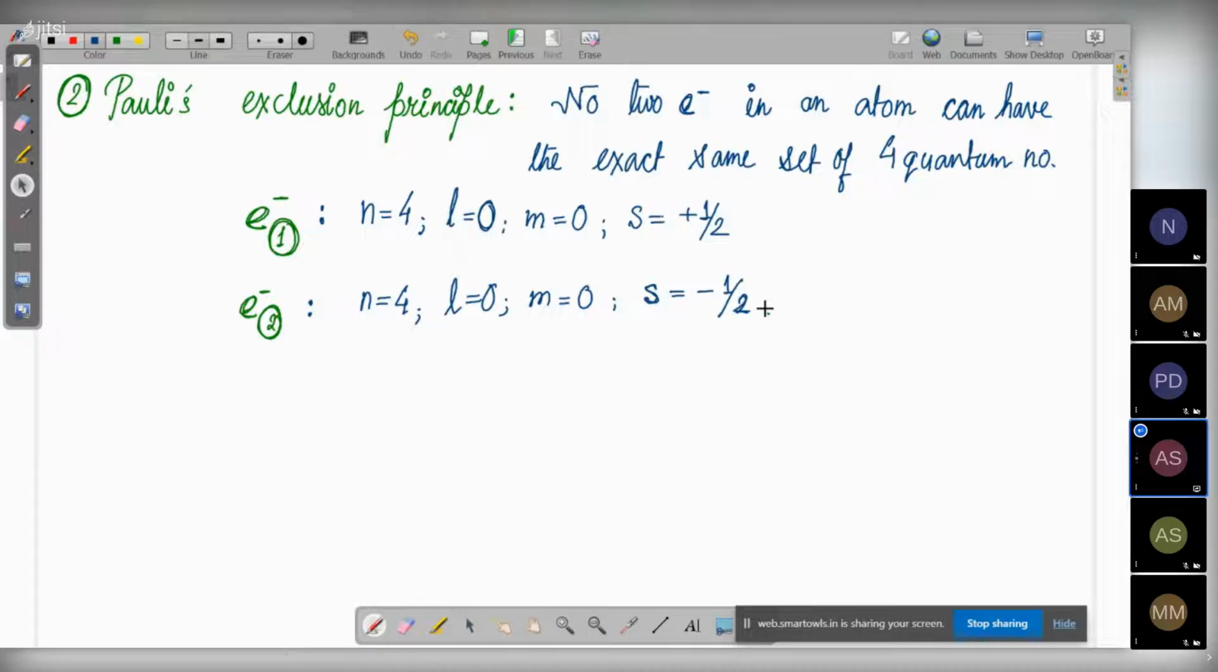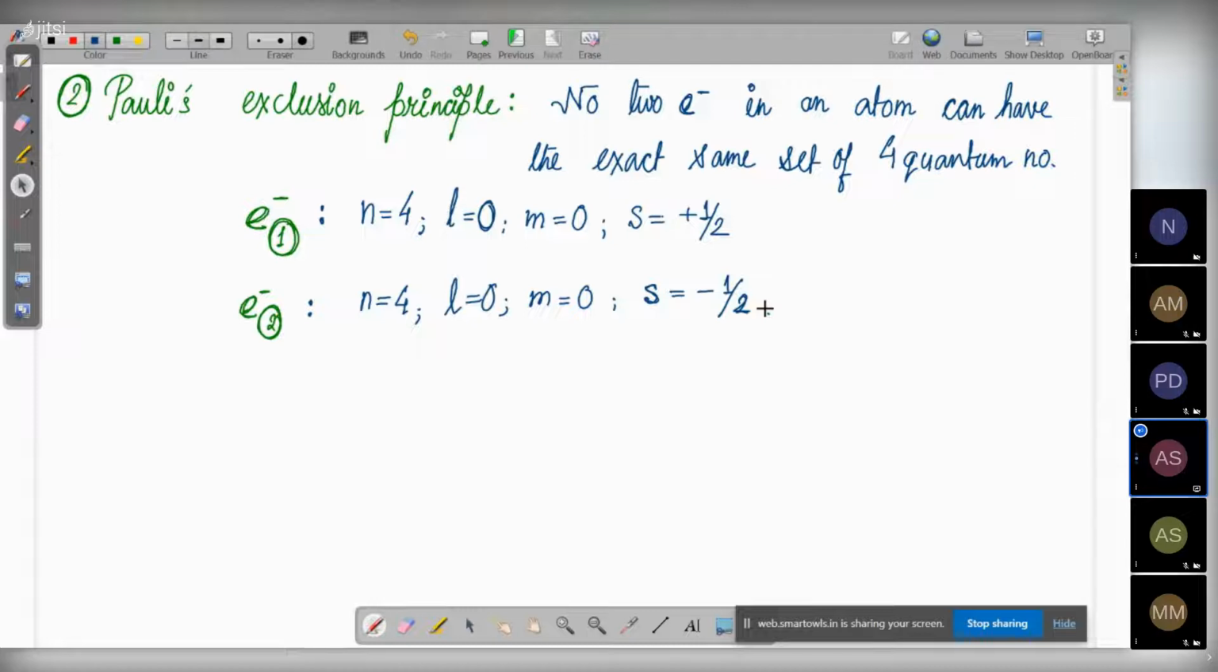So even if we find that three are becoming similar, there will certainly be a difference in the last quantum number, that is the spin quantum number. Even in a tricky situation, if three out of the four quantum numbers are similar, then the last one, the fourth one, is guaranteed to be different from one another. This is what Pauli's exclusion principle says.